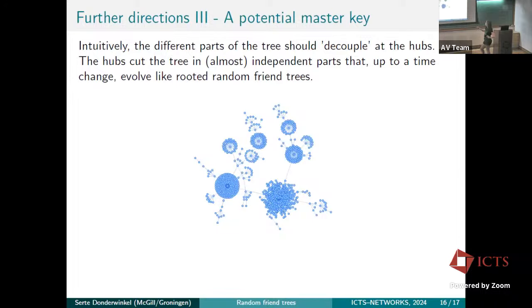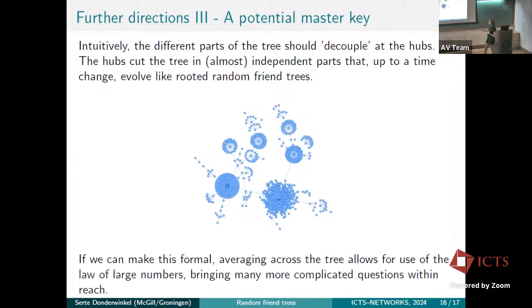So intuitively, we should just have independence across these small structures. The hubs cut the tree into independent pieces. And if we could show that, then we can do some averaging across the whole tree, and lots of results become suddenly within reach.